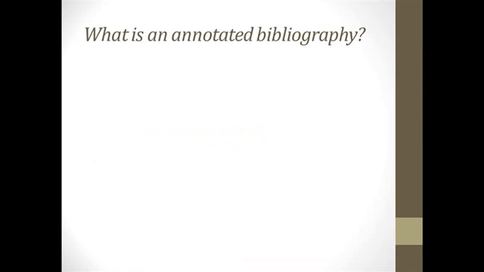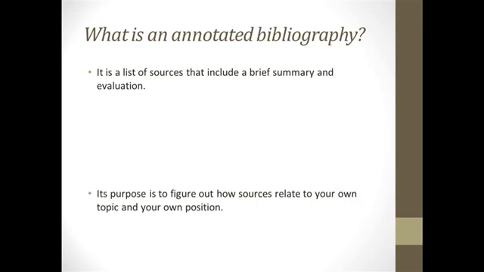What is an annotated bibliography? Essentially, it's a list of sources that includes the citation and a couple paragraphs about those sources. It's a list that has a brief summary and evaluation following it. You should always have a brief summary at the beginning of your annotated bib, and then some sort of evaluation, and we'll talk about that.